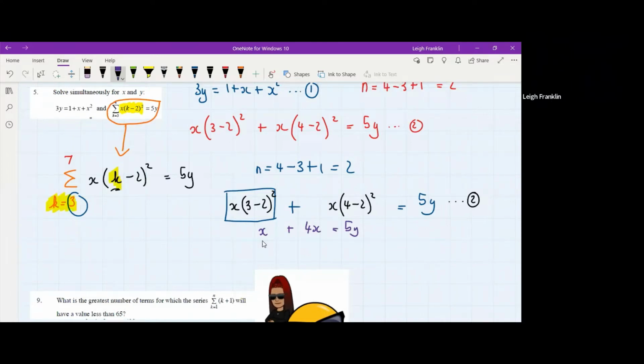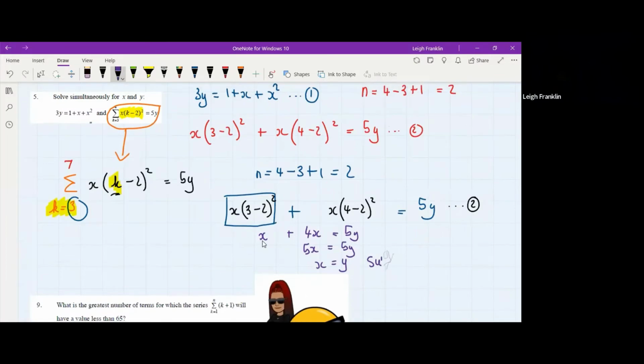These are like terms on the left-hand side. So I'm going to add x to 4x, and I'm going to get 5x. So if 5x is equal to 5y, what this means for us is that x and y are equal in this case. Now I'm going to sub x equals y into equation number 1.